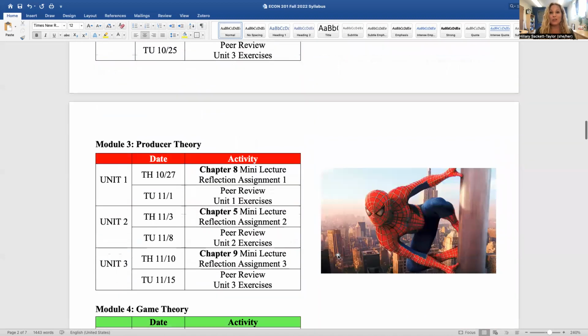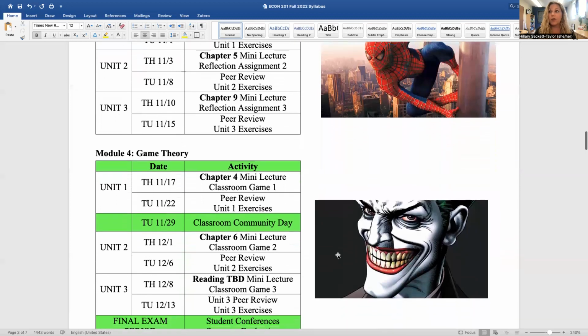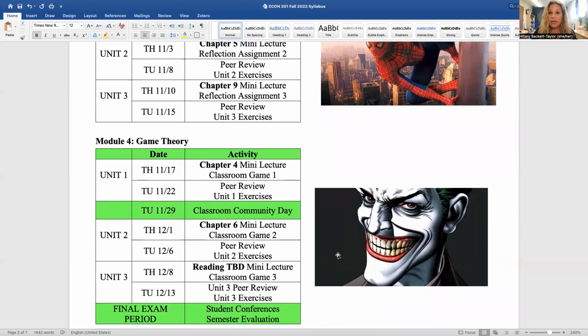After that, we'll move on to producer theory, where Spider-Man will form the foundation of our learning. It's also broken into 3 units spanning the first half of the month of November, leading up to Thanksgiving break. We'll start our 4th and final module in the week leading up to Thanksgiving. I want to note here, we have a class that will meet on Tuesday, November 22nd. And during that day, there will be assignments completed in class. So if you're already making your travel plans for Thanksgiving, please make sure that you are not leaving before our class on that Tuesday.